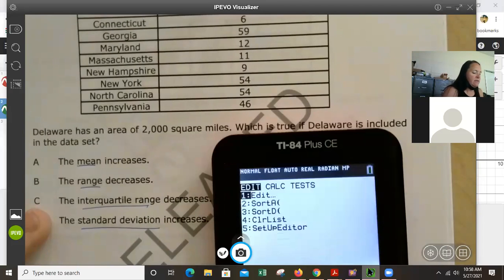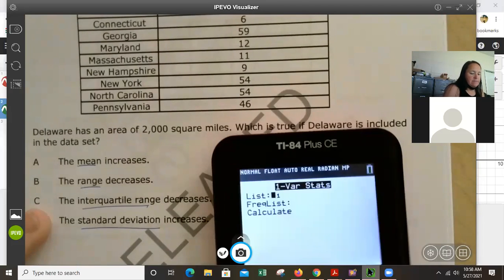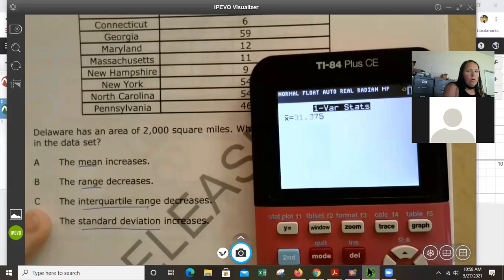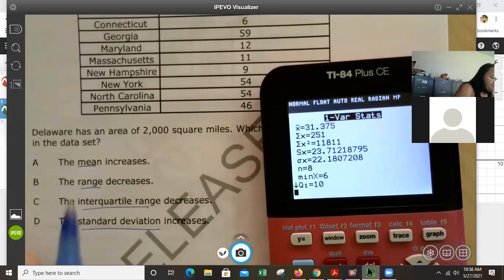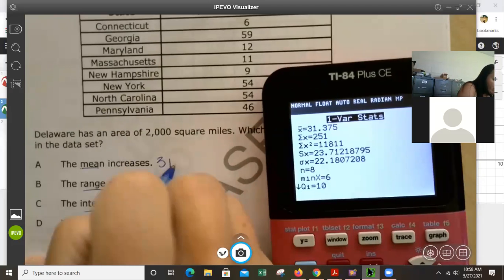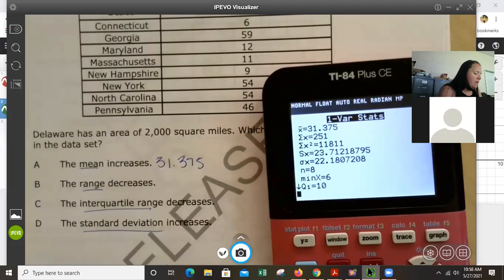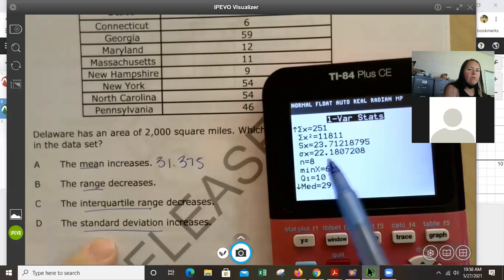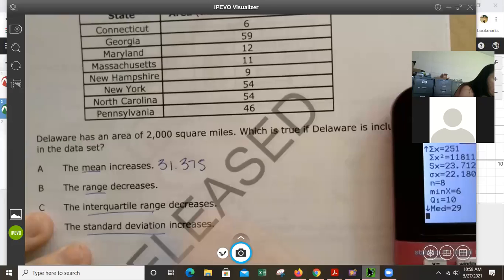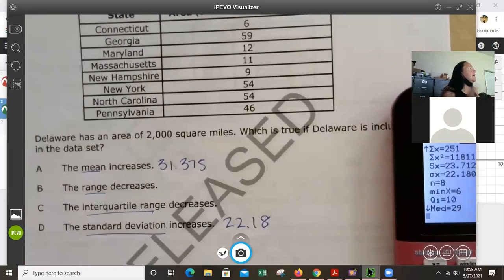So stat, calc, 1 var stats. What is our mean right now? 31.375. We don't know our range. I'll get to that in a minute. We don't know our interquartile range. I'll get to that in a minute. Standard deviation, remember, is that one right there, the 22.18. It doesn't matter which one you choose as long as you keep it consistent, okay? Both of them represent standard deviation.